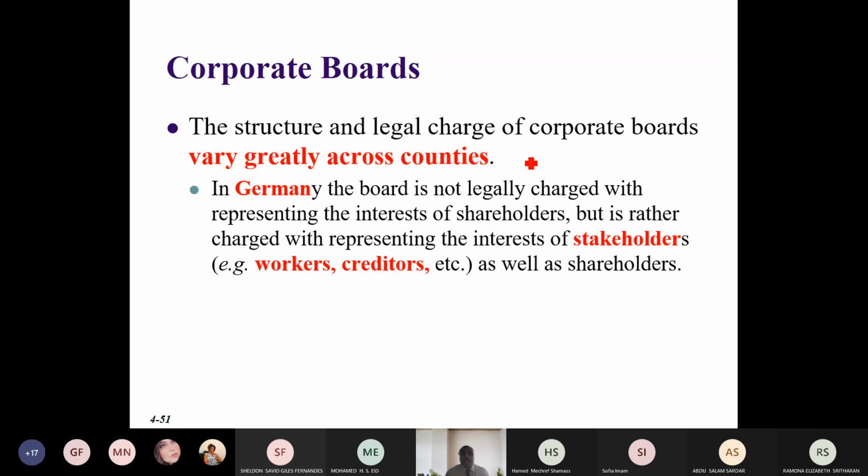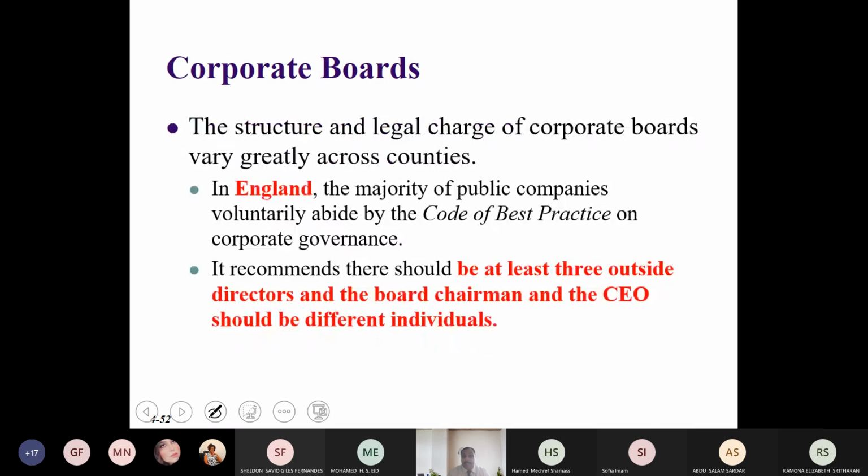Like in Germany, the board is not legally charged with representing the interest of shareholders, but is rather charged with representing the interest of stakeholders. In Germany, the role of the board is to take care of the interest of the stakeholders. Stakeholder means anybody who has a stake with a company, who has a risk with a company. Can be the workers, creditors, suppliers, banks, employees, anybody. Shareholders, of course.